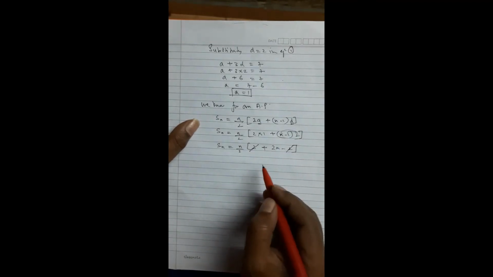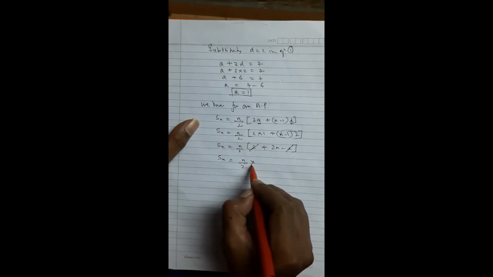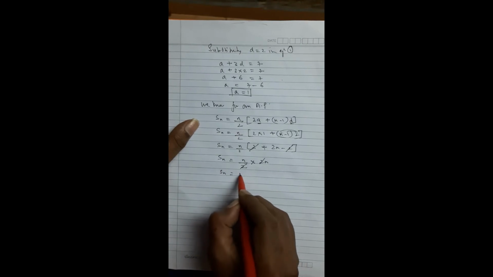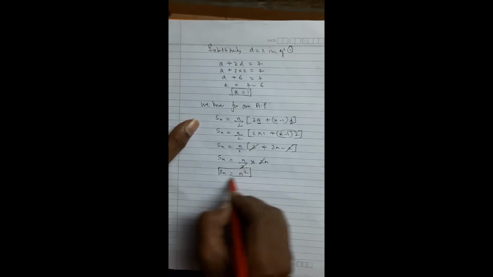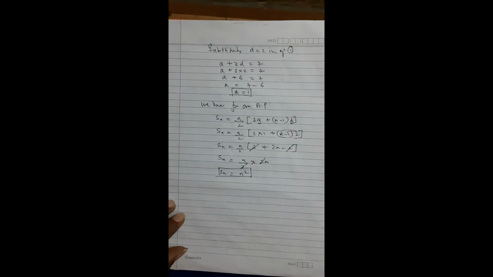2 से 2 मर गया. What do we get? Sn is equal to n upon 2 into 2n. Here also 2 is gone. Sn is equal to n square. This is the universal formula of general sum, which is applicable only on this arithmetic progression. Okay, so this way we have got. We are finished with question number 9.